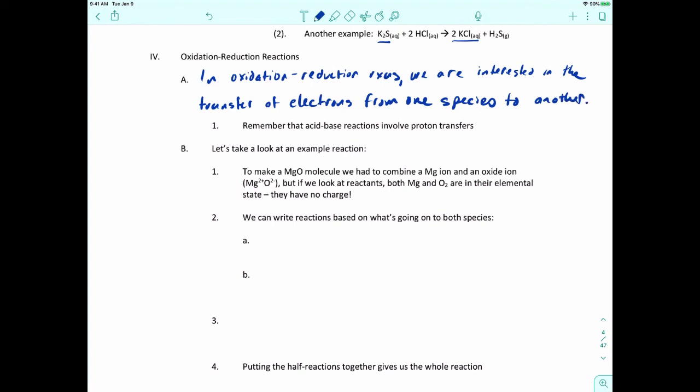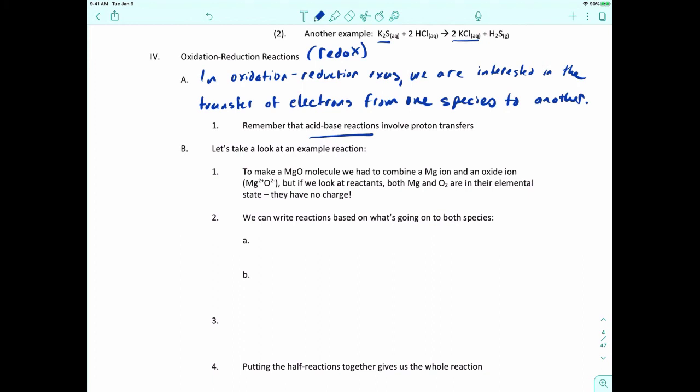Now, keep in mind that in acid-base reactions, we were talking about proton transfers. In oxidation reduction, or redox, a lot of times we shorthand oxidation reduction by saying redox. In oxidation reduction reactions, we're dealing with the transfer of electrons. So let's take a look at an example reaction.